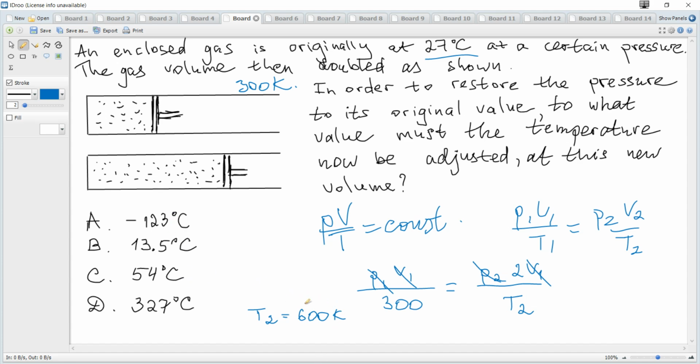And when you convert Kelvins into degrees Celsius, how to do that? Just minus 273, and you can see that it becomes this in degrees Celsius. So it's D. D is correct, and that's all for this question.